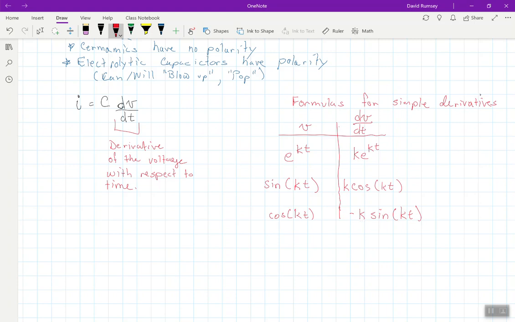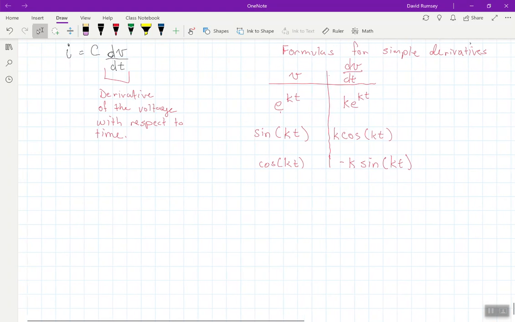Now, some of this you might say, I don't understand what you did here. Just look at these as formulas. If you know that the voltage is e to the kt, then we know that the derivative of that is k e to the kt. So that means we can determine what the current is, because we now have a formula. If we know what the voltage is, we can determine what the current is, because we know how to do the derivative for these simple functions, and then we just multiply it by the capacitance. All right?